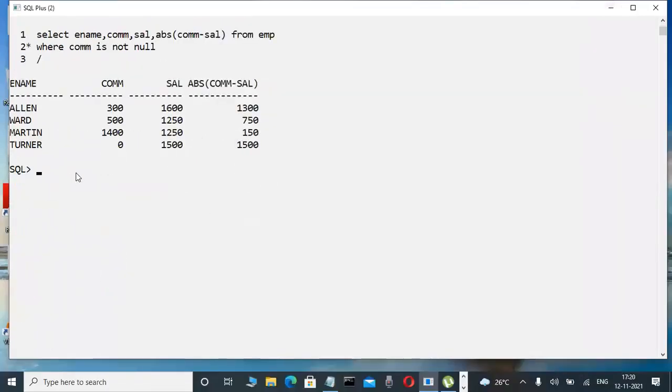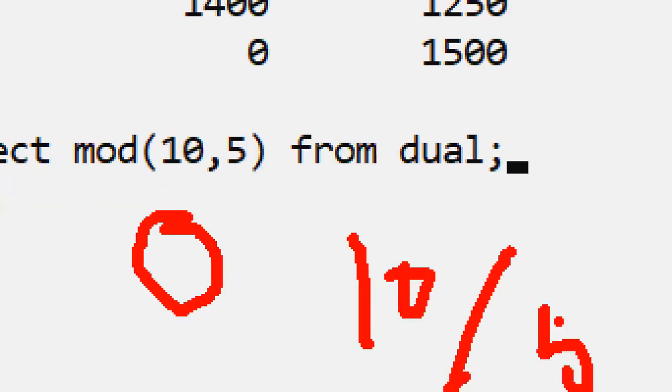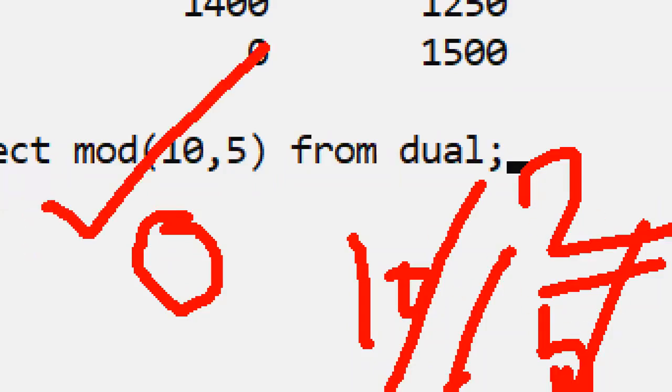Now observe here. Suppose I give SELECT MOD of 10 comma 5. Nobody mistake this one. What is the output? Fast, tell me. Remainder, not a quotient. Remainder. Very good: 0. The quotient is 2. 10 by 5, so many fellows are saying 2, that is okay. 10 divided by 5 means 2: 2 fives are 10, everyone knows that. That is the quotient. But here, the remainder.